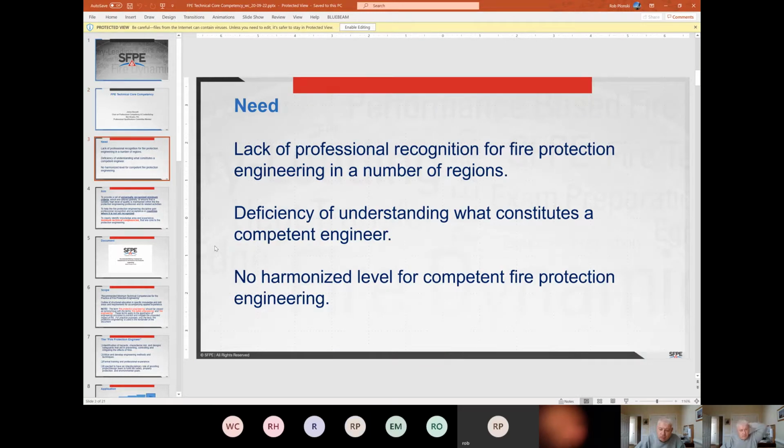So how this arrived was the Society of Fire Protection Engineers and their core competencies and the professional qualifications identified that there's a lack of professional recognition for fire protection engineering in a number of regions, not just in the United States. And some of the requirements are varied depending upon what region you're in.